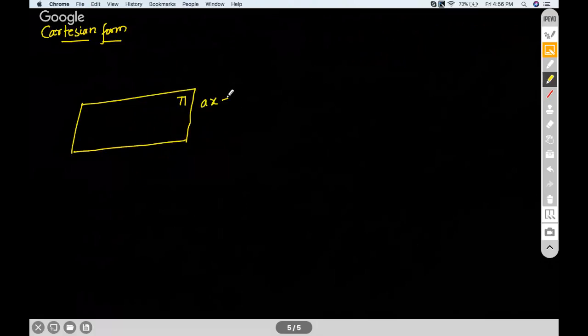So now I'll talk about the Cartesian form for the same concept. Again, let's say we have a plane pi whose equation is ax plus by plus cz plus d equal to 0. And we have a point A whose coordinates are x1, y1, z1. Okay. So we need to find out this distance p. And if possible, we also should find out the foot of the perpendicular.